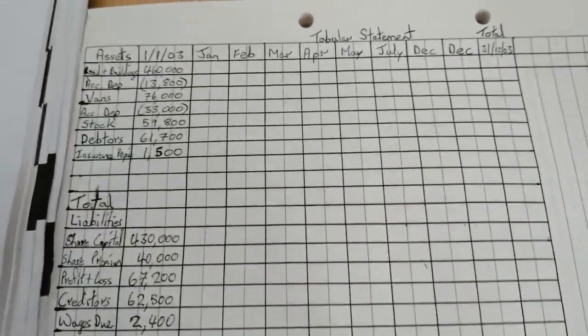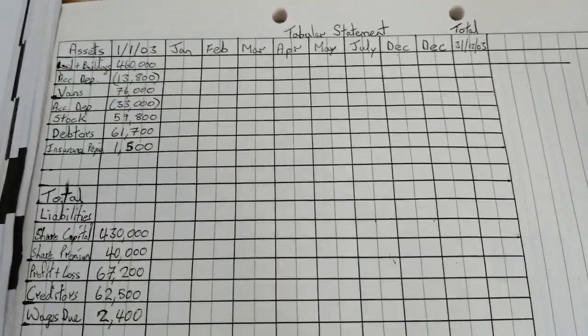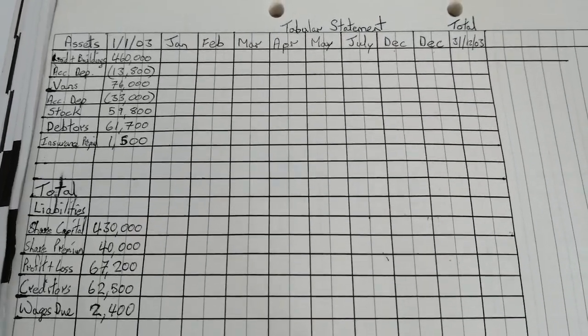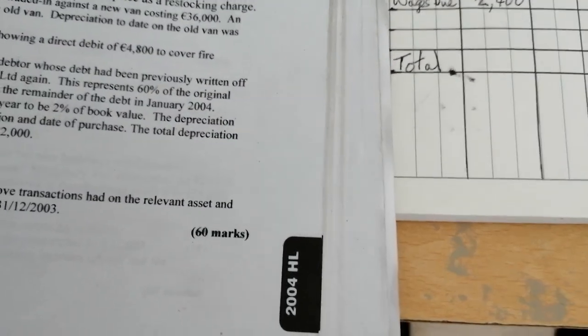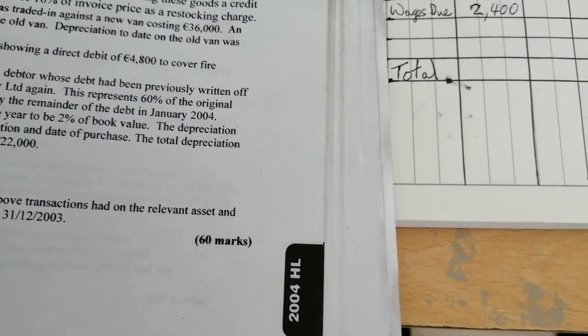Okay, welcome back, girls. Today we're going to move on to higher level tabular statements, and we'll start with just the 60 mark tabular statements for the higher level. The question we're going to start with is the 2004 higher level question 2.